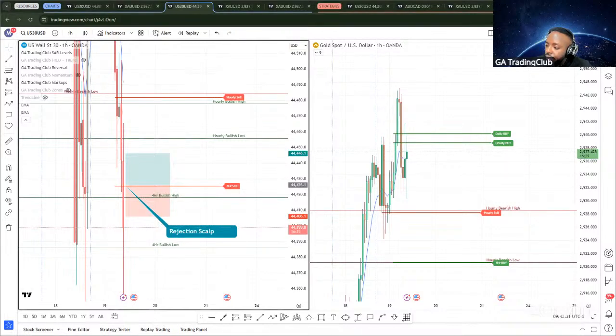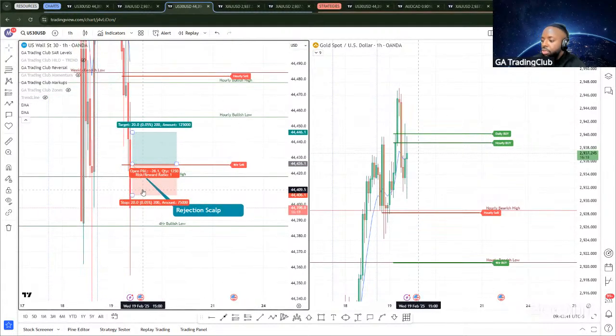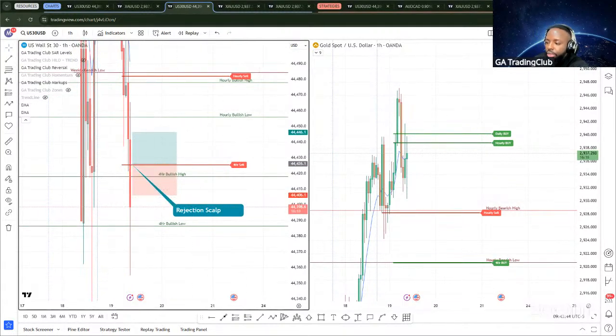Let's see. So still have this pending order. But if this candle now attempts to close as a bearish candle, then there wouldn't be any need to even look for that entry. So anyway, that's on the larger time frame.